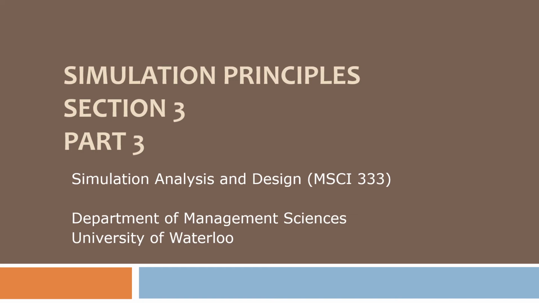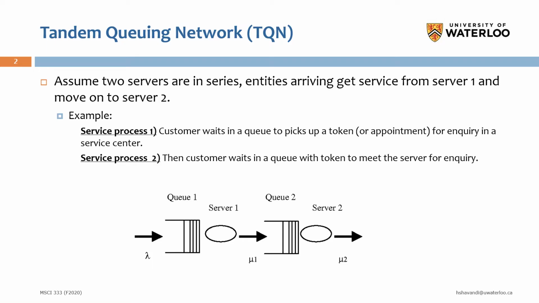Hi everyone, this is part 3 of section 3, or the last part of chapter 3. In this part we have an example for a tandem queuing network. So here we assume that we have two servers in series.